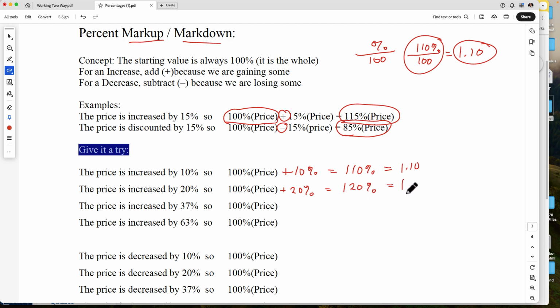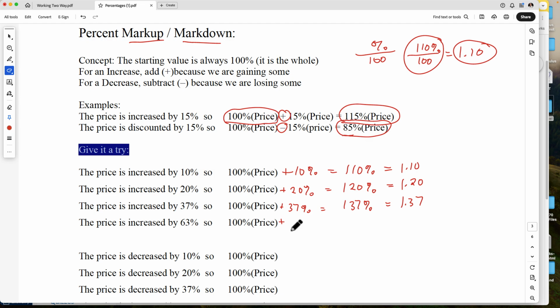120, I just want you to get in the habit, when you see 120, you can also see that that's 1.2. Just move that decimal over 2 places. But just see those connections, because when we're doing the math part, we'll be using 1.2 in place of the 120%. Okay. 37% increase, again, just add 37. It's 137%, which is the same thing as 1.37.